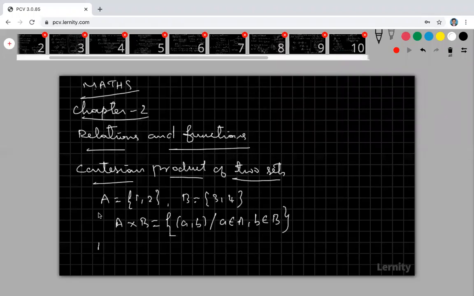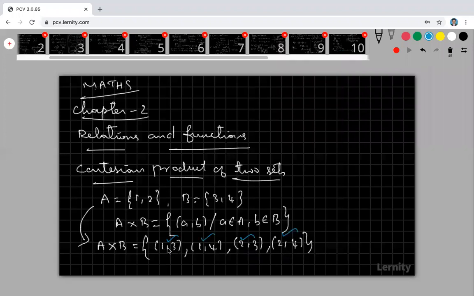Now look at that. What is my A cross B, the Cartesian product of A and B? This is (1, 3), that is the first ordered pair, (1, 4), and this is (2, 3) and (2, 4). This is my A cross B. Each ordered pair is an element of A cross B.